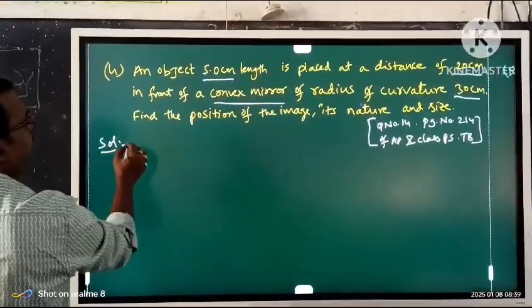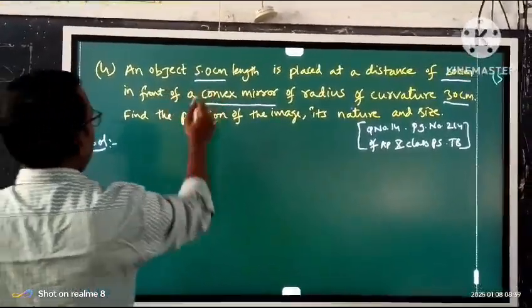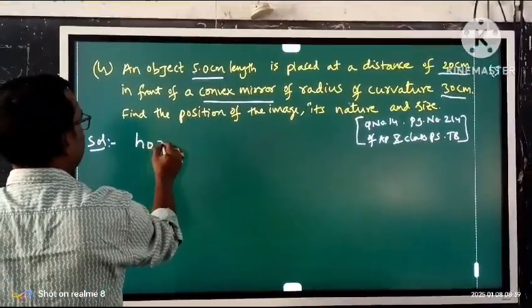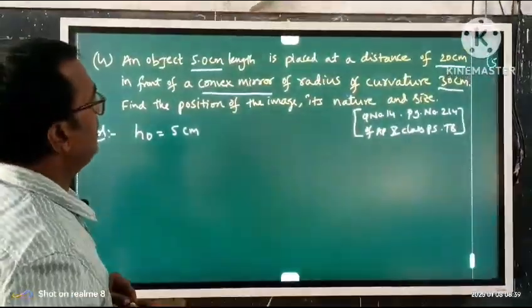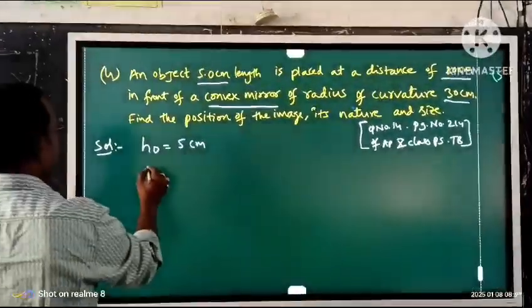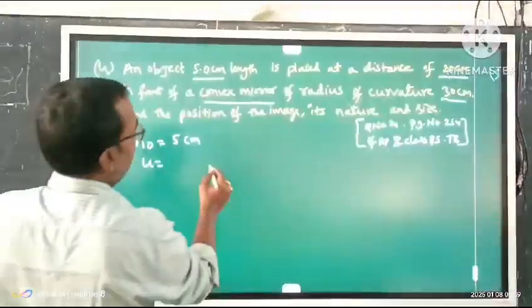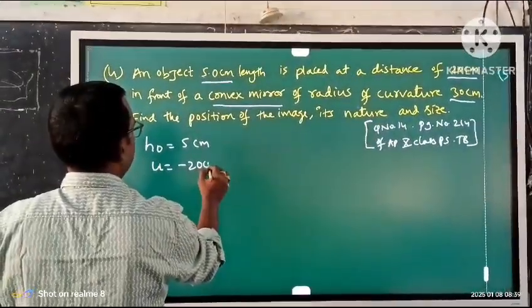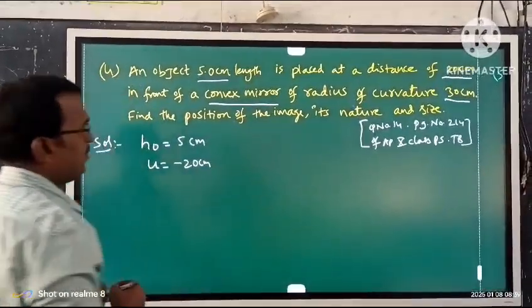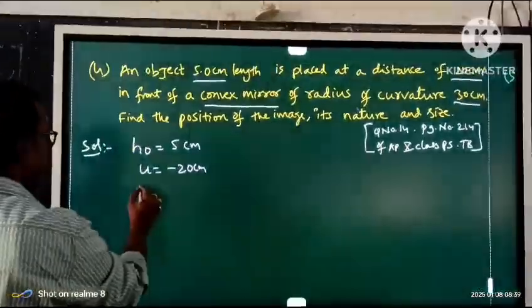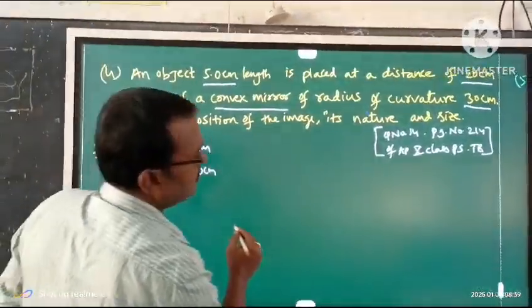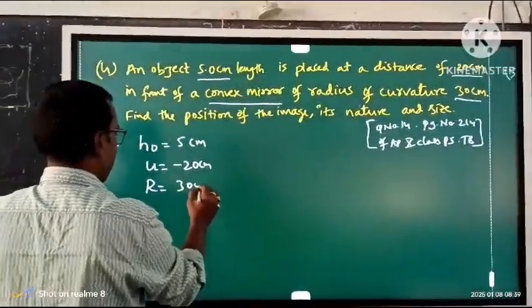So, what are the given quantities? Let us write. First of all, object length is given. So, HO is equal to 5 centimeters. Next, object distance is given. U is equal to minus 20 centimeters. Here convex mirror is there, so object distance is negative. And radius of curvature is given. It is a positive value. So R is equal to 30 centimeters.